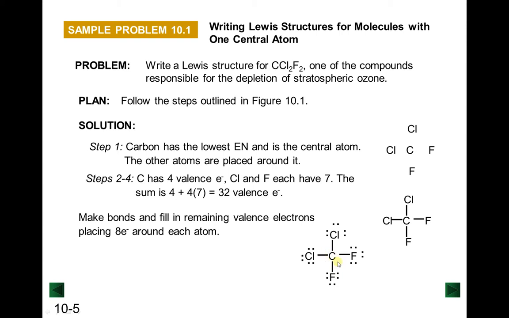Now for your carbon, it does not need any lone pairs anymore because it already follows the octet rule. It has 4 bonds, and each bond corresponds to 2 electrons. So 2 times 4 will give you 8. There are 8 electrons around your carbon, and so it already follows the octet rule.